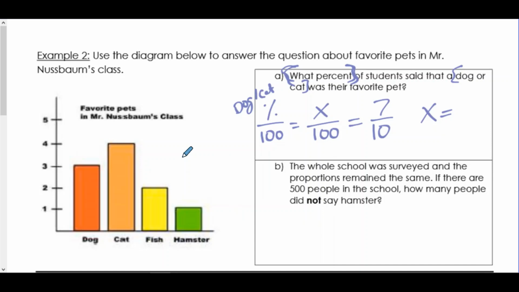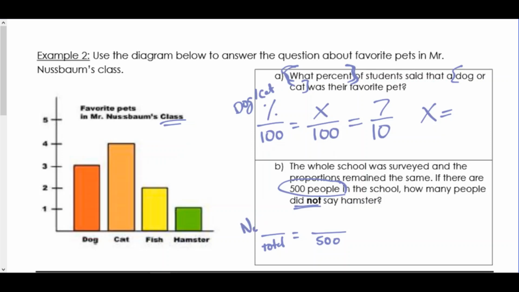On letter B, the whole school was surveyed and the proportions remain the same. So compared to this class, the entire school, really it should say the ratios remain the same, but the proportion is intact. It's an equal proportion between this class and the whole school. If there are 500 people in the school, that's a total number of people in the school. How many people did not say hamster?